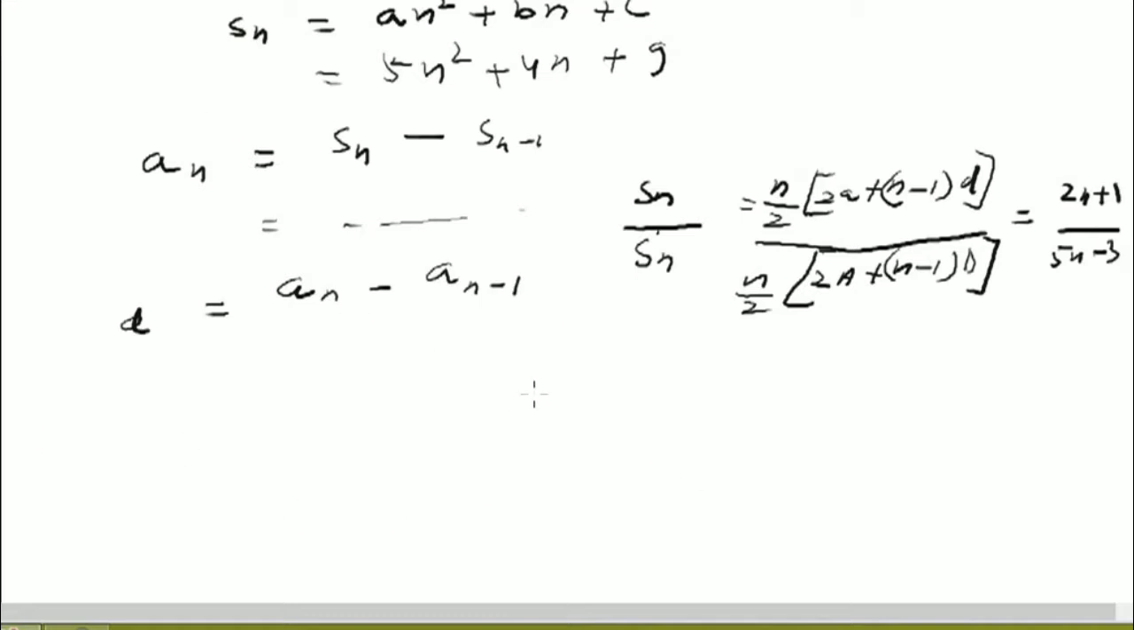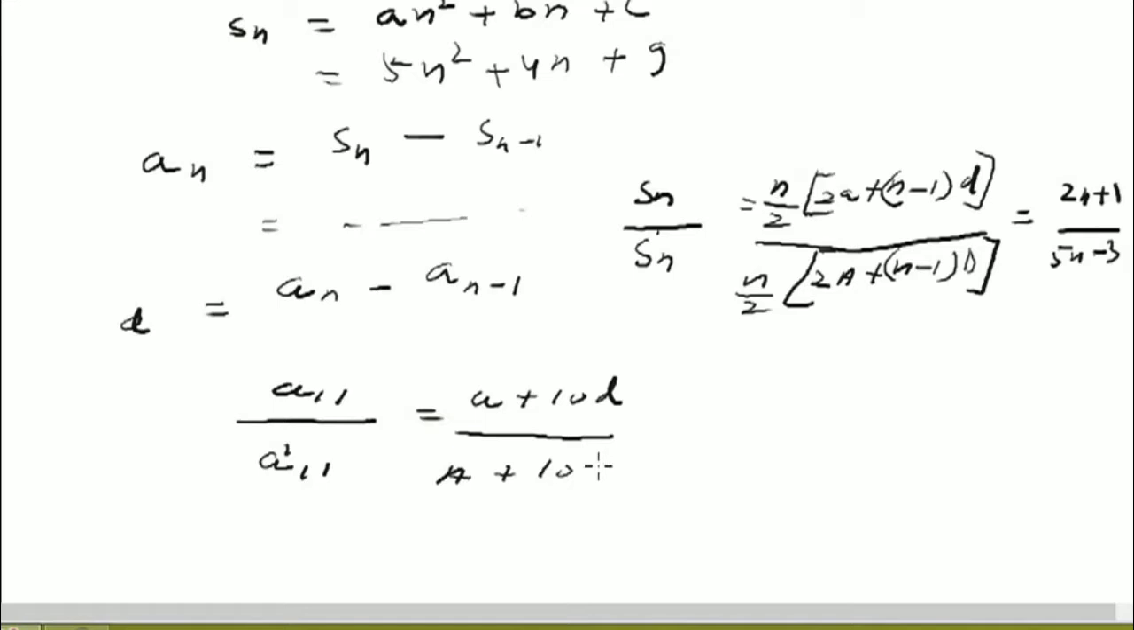A11 by A dash 11, because there are two different APs. So what do we need? A11 is a plus 10d, and A dash 11 will be capital A plus 10 into capital D. So the given result above, that is Sn by S dash n, we have to make use of that to get the value of the ratio of their 11th terms.